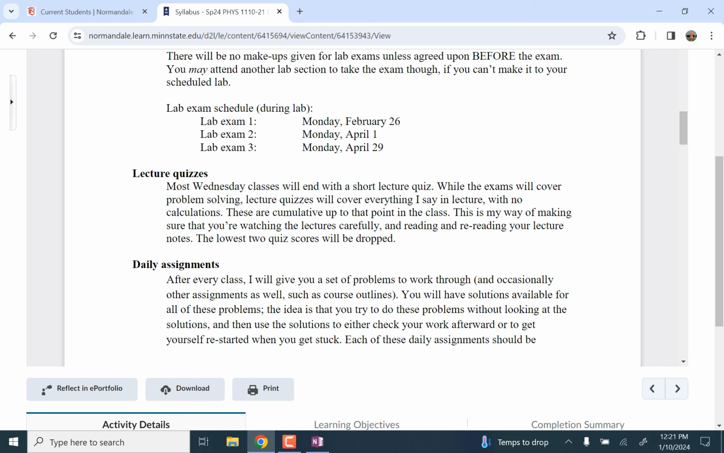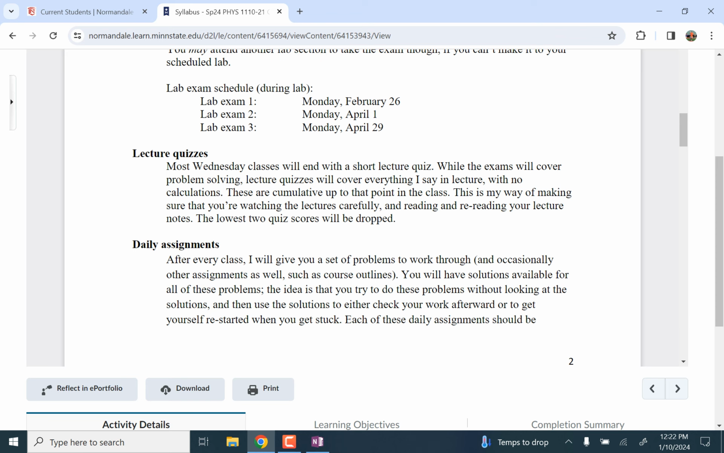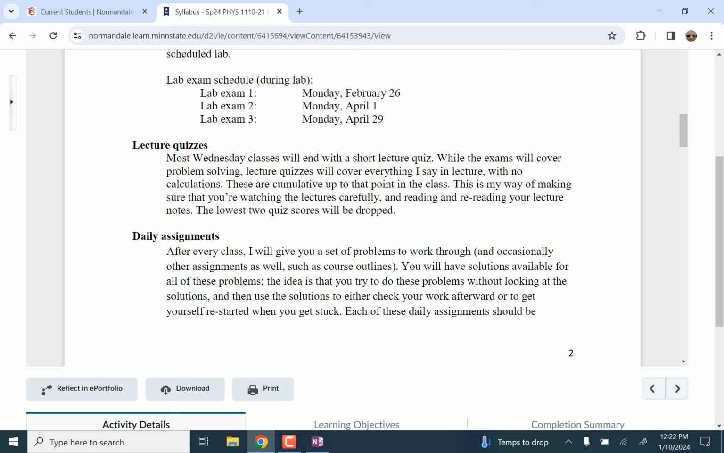Then another 10% of your grade are the lecture quizzes. So I said that there's two things that sort of make up your success in this class. One is how well you remember how to do the daily problems. And the other one is just how well you remember what I said in class. The lecture quizzes are just how I'm trying to get you to read and reread your notes to remember what I said in class.